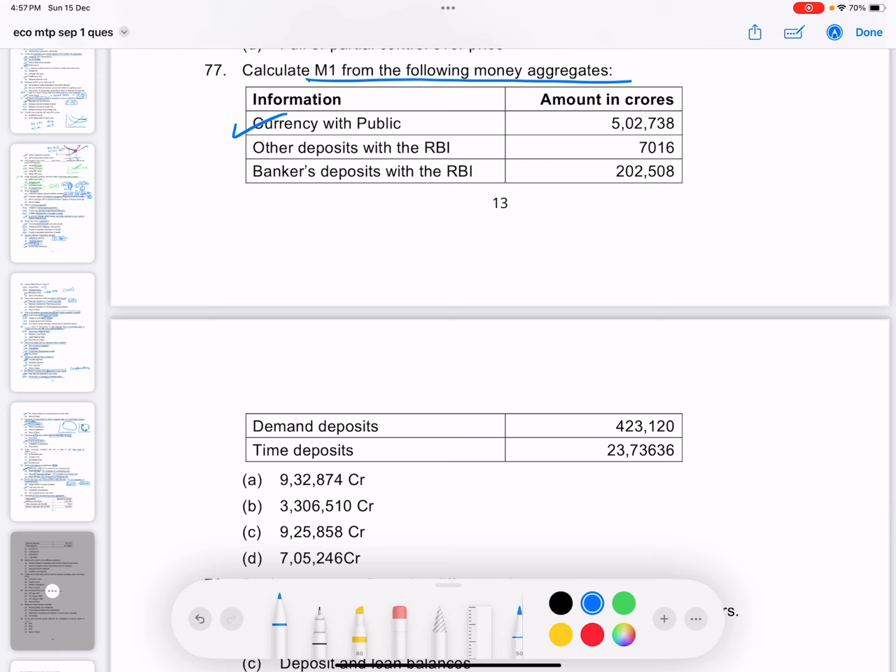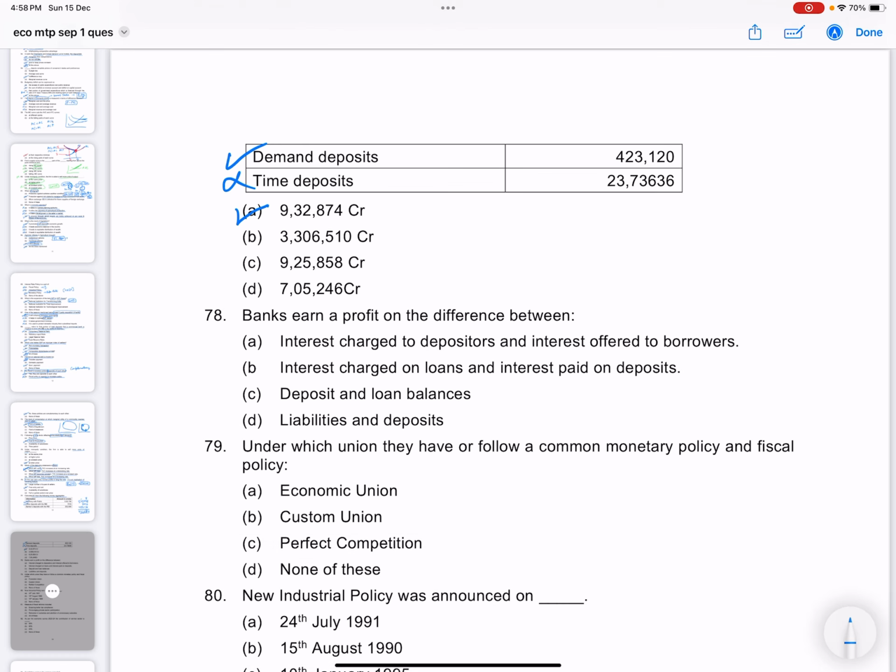ओके, सो द आंसर इज बी। नाउ कैलकुलेट M1 फ्रॉम द फॉलोइंग मनी एग्रीगेट्स। M1 क्या होता है? करेंसी विद पब्लिक, अदर डिपॉजिट्स विद RBI, डिमांड डिपॉजिट्स, टाइम डिपॉजिट्स नहीं होते। तो इट इज़ 502738, 7016 423, 120। So this is 4 5 6 एक आ गया था, ठीक है, 10 2 1 3 9 9 3 2 8 6 4 ओके 8 6 7, हाँ ये 7 हो जाएगा, 8 7 4। बैंक अर्न अ प्रॉफिट ऑन द डिफरेंस बिटवीन। बैंक का प्रॉफिट क्या होता है?